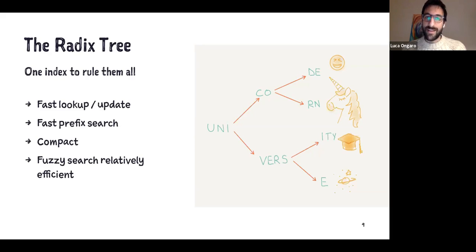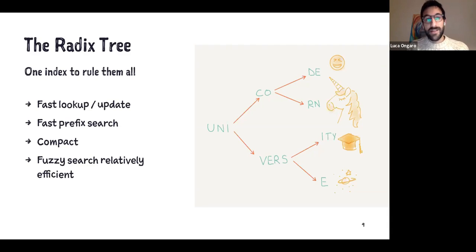And it enables efficient prefix search, because if I want every word that starts with "universe", for example, I just walk down the tree, traversing it until I reach this prefix, and the whole subtree contains exactly all the terms that have that specific prefix.